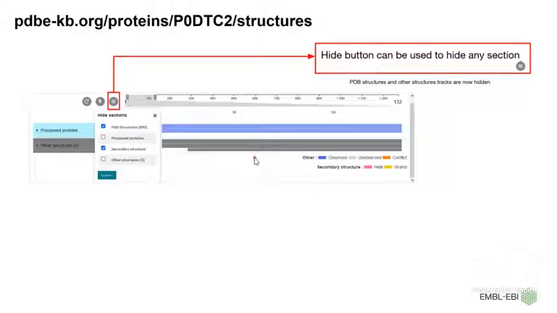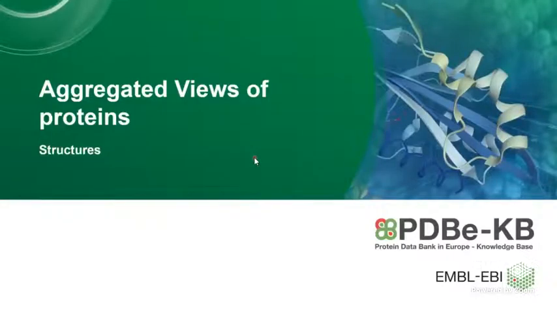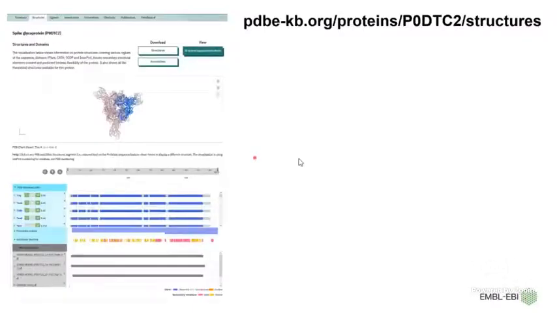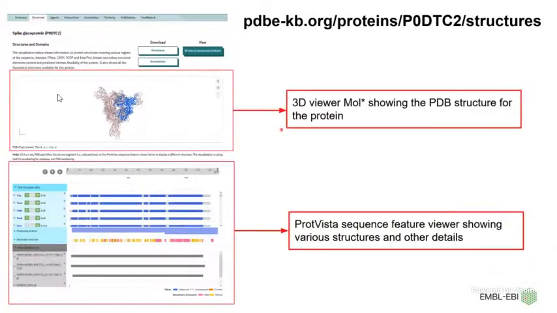So now let's talk about the structures section information in the aggregated view of proteins. This is how the structure page looks for a given protein. Here we are looking at spike glycoprotein. It mainly has two sections. First, you have the 3D viewer showing the PDB structure of the protein. And then you have the ProtVista sequence viewer, which shows you all the structures and various other information.